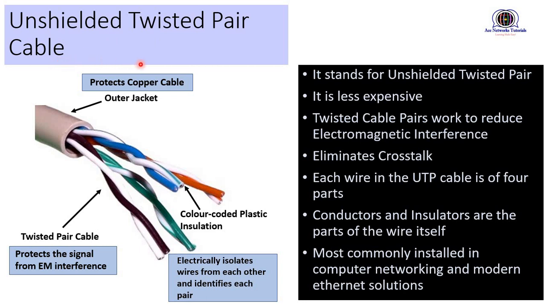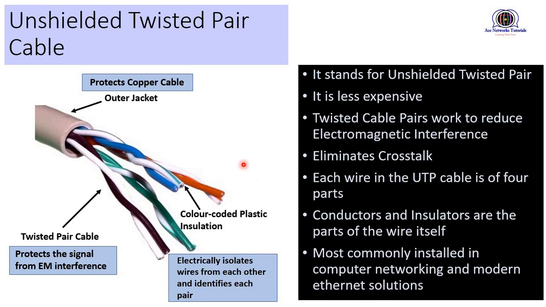Unshielded twisted pair cable. In this cable, conductors and insulators are part of the wire. As you can see, there are 4 pairs of wires. The twisted cable pairs reduce the electromagnetic interference in the cable. The more the twists, the better is the signal quality. It eliminates crosstalk as well. It is very less expensive. Due to all these reasons, the UTP cable is most commonly installed in computer networking and modern Ethernet solutions.